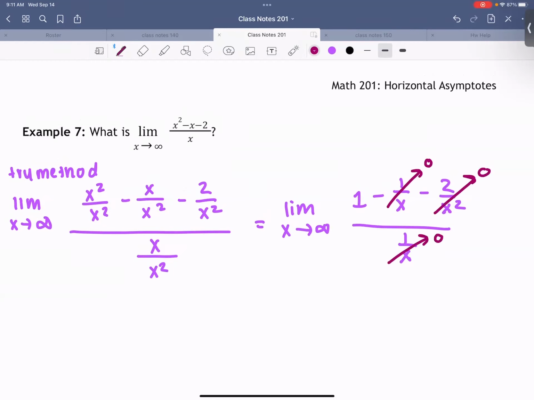It really only works when the degree of the numerator and the degree of the denominator match. And even then it's kind of time consuming, okay? What do you think this limit is? Does not exist.